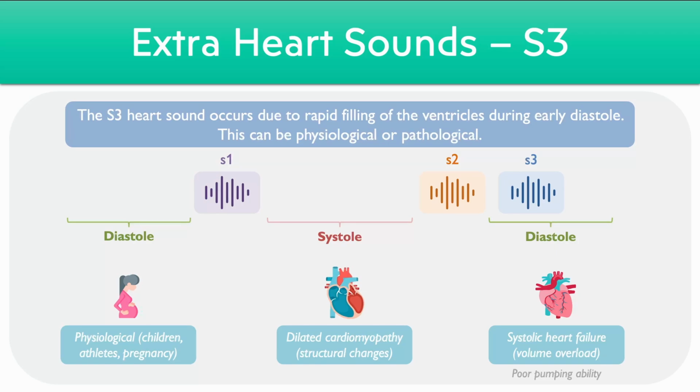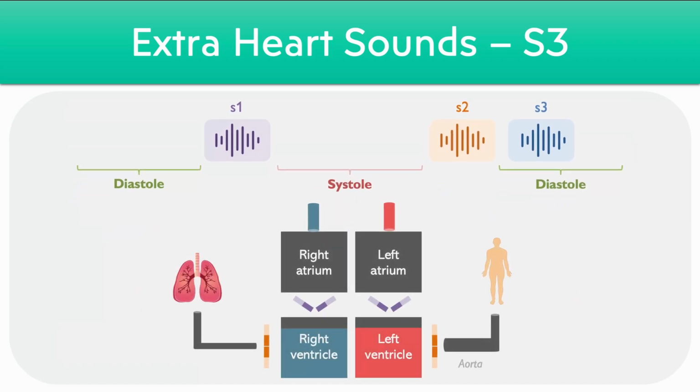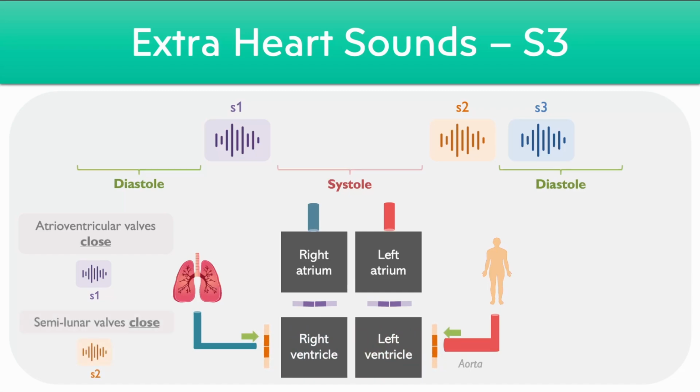To put the S3 sound in the context of the cardiac cycle, we can have a look at the process again. So the first sound is caused by the atrioventricular valves closing. The second sound, after the blood has been ejected into the aorta and pulmonary artery, is caused by the semi-lunar valves closing. And then the third sound occurs during early diastole, when blood rushes into the ventricles during the passive phase. Following this, the active phase of diastole occurs as normal, and then the process repeats.